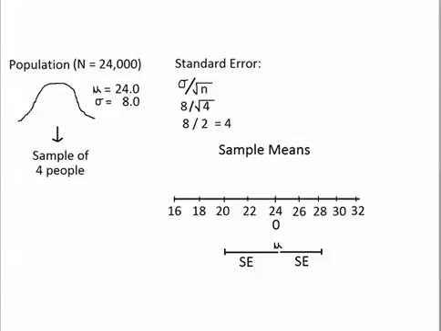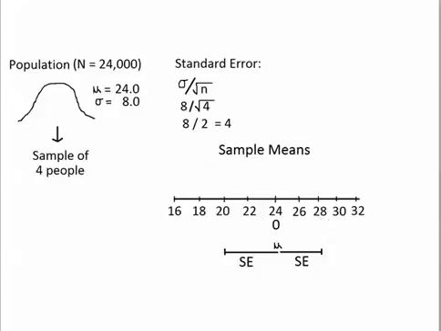In my example, the standard error is 4, so if my sample mean comes out 4 below the population mean of 24, then my sample mean has a z-score of -1. If my sample mean comes out 4 above the population mean of 24, then my sample mean has a z-score of +1. In other words, if my sample mean comes out to 20, then my sample mean has a z-score of -1. And if my sample mean comes out to 28, then my sample mean has a z-score of +1.